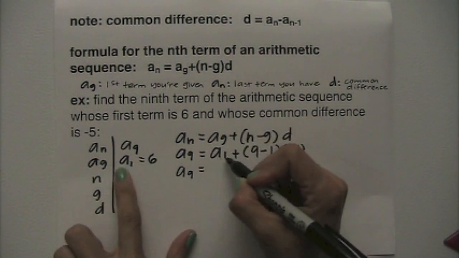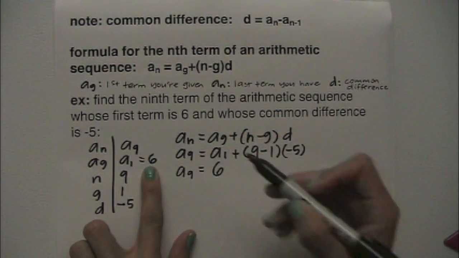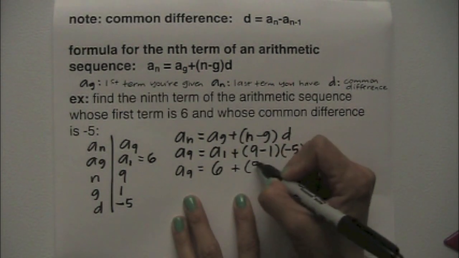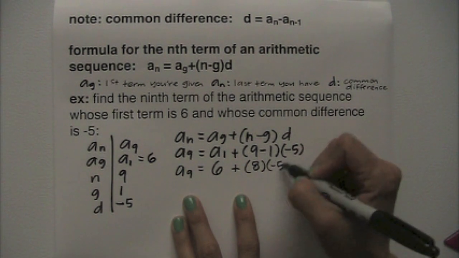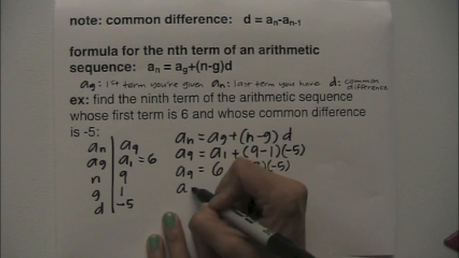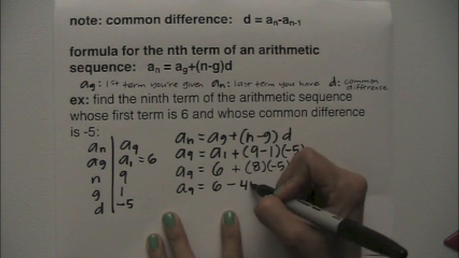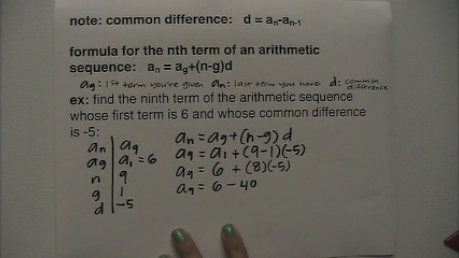So finally I'm going to plug in a sub 1 is 6, and you can do that a step earlier if you'd like. So a sub 9 is going to be 6 minus 40.